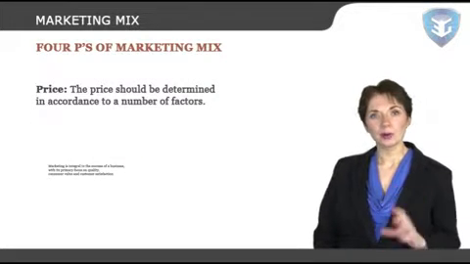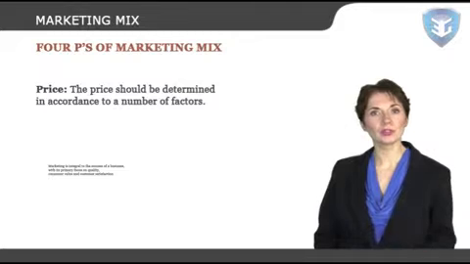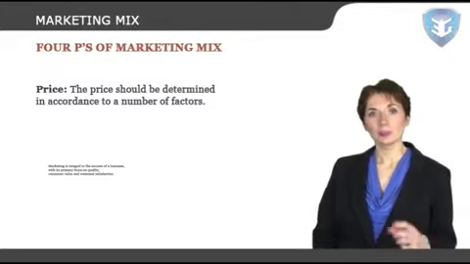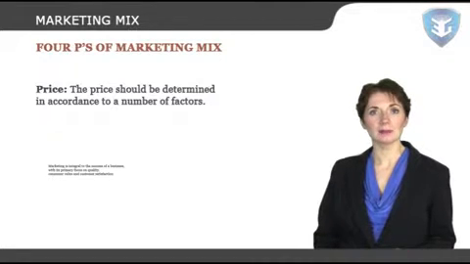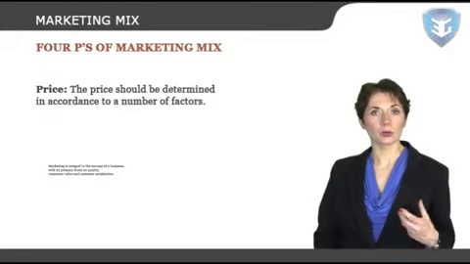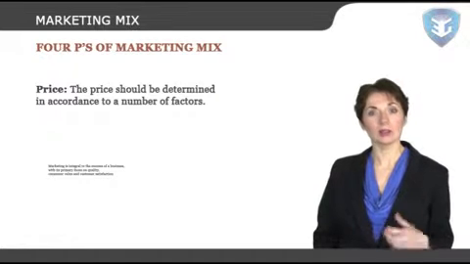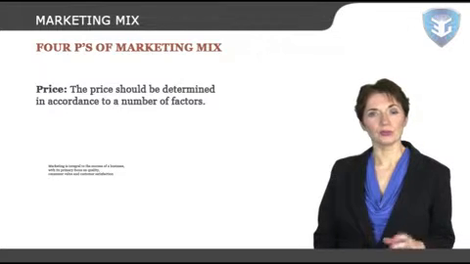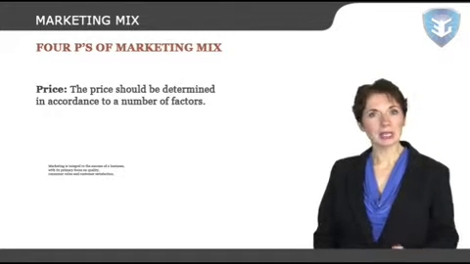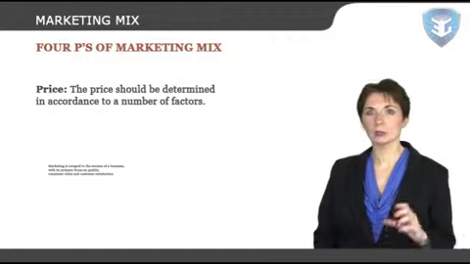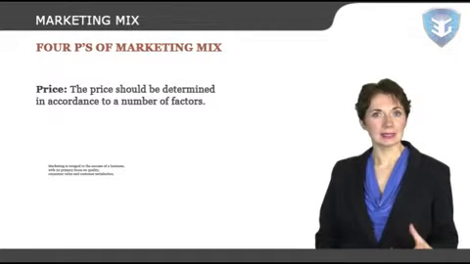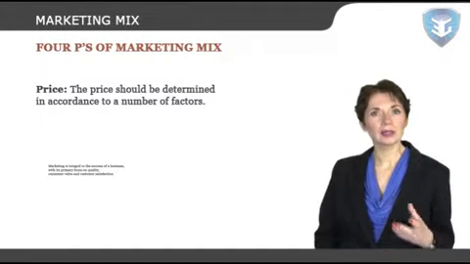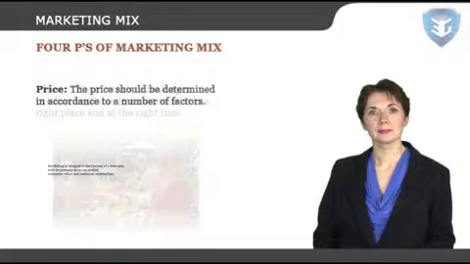Price. The price should be determined in accordance to a number of factors, such as the number of product features, the price of similar products in the market, how much the customers are willing to shell out for the conveniences offered by the product, etc. As price is the revenue for a business, special attention should be paid while determining the pricing strategy. Discounts, allowances, and financing options fall under the pricing marketing mix strategy as well.